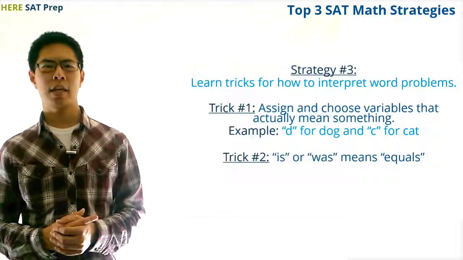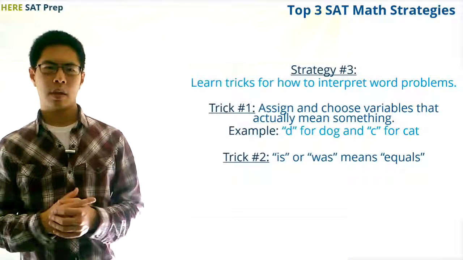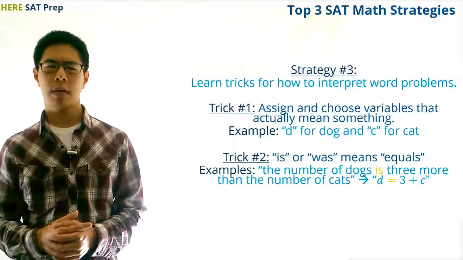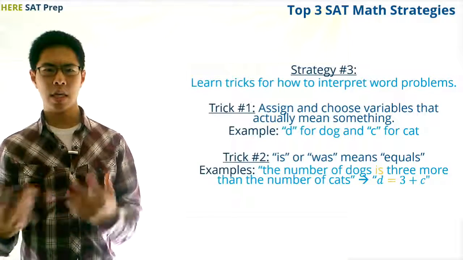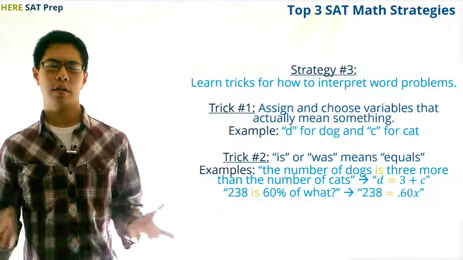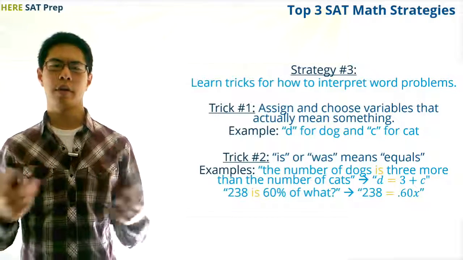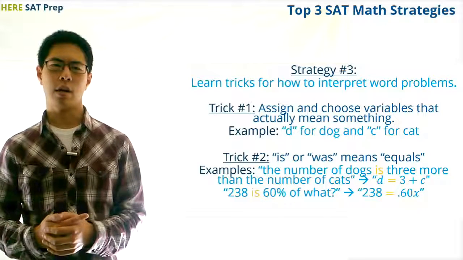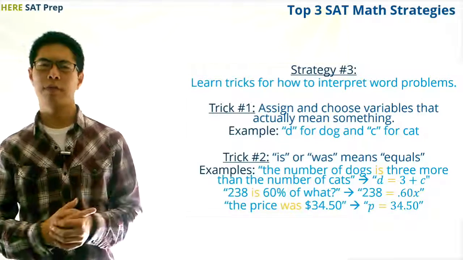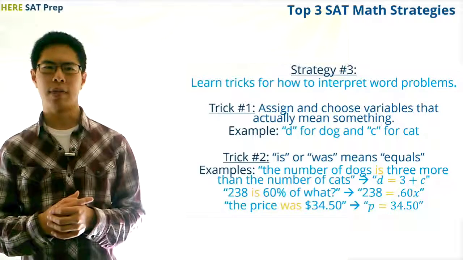Second, one of the key things to recognize is that the word is or was basically means equals. For example, if a problem says the number of dogs is 3 more than the number of cats, we would interpret this as the number of dogs equals 3 more than the number of cats. Or if the problem says 238 is 60% of what, then we would interpret this as 238 equals 60% of what. And here's one more example. If the problem says the price was $34.50, then we would interpret this as the price equals $34.50.